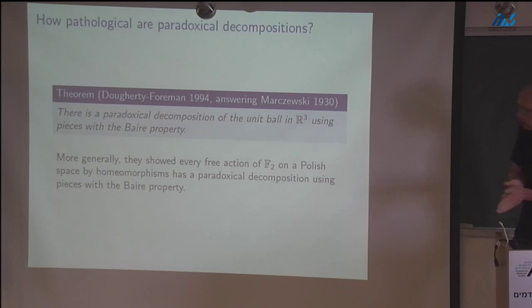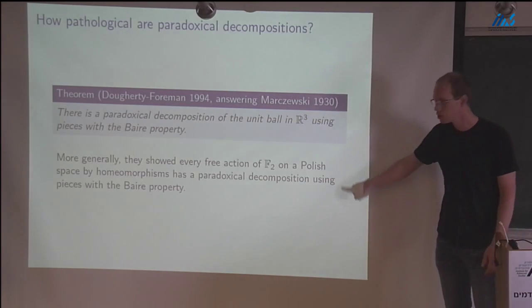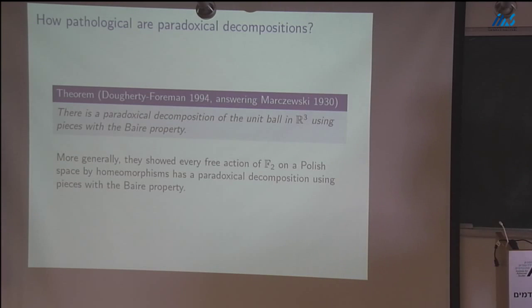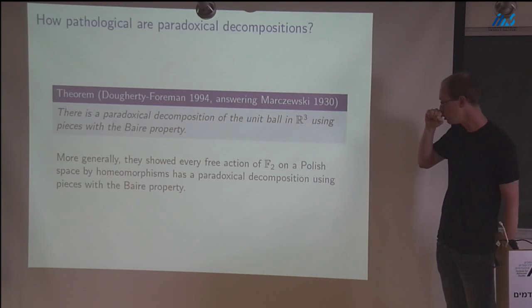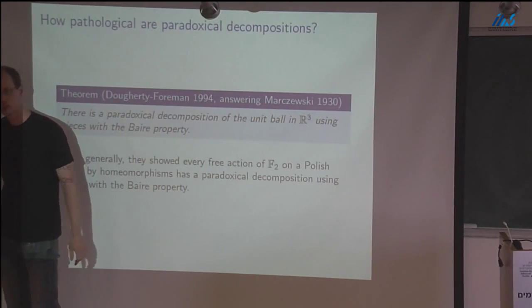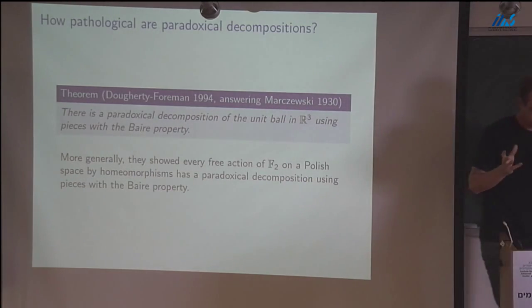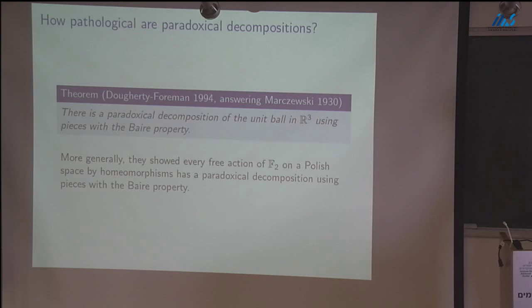All right, so surprisingly, the answer is yes. There is such a paradoxical decomposition, and they showed a more general theorem. So if you have a free action of the free group on two generators, which of course was the group action that was sitting behind the proof of the Banach-Tarski paradox, and that acts on a Polish space by homeomorphisms, there is always a paradoxical decomposition using pieces that have the Baire property.